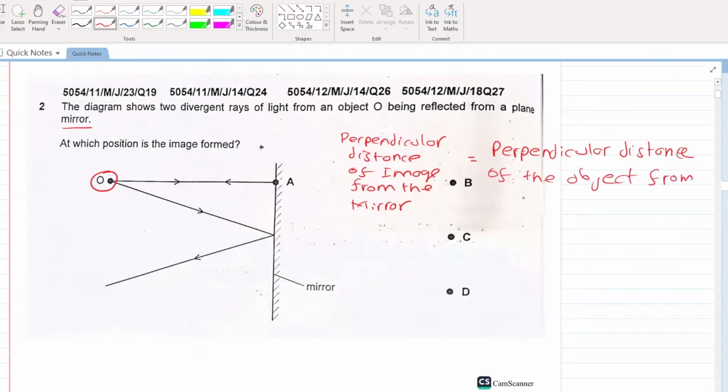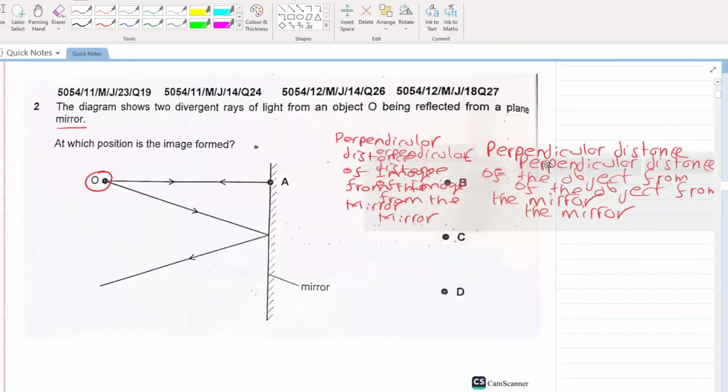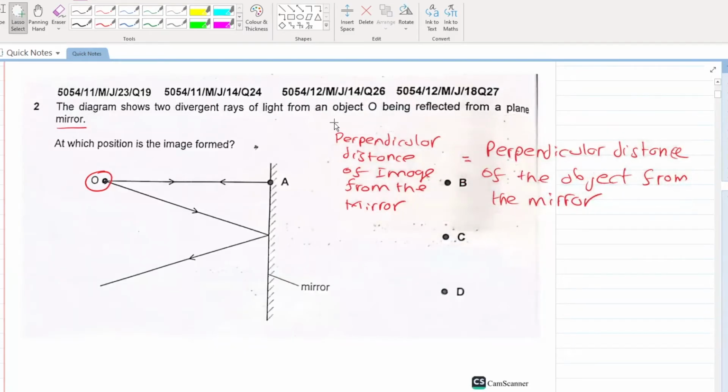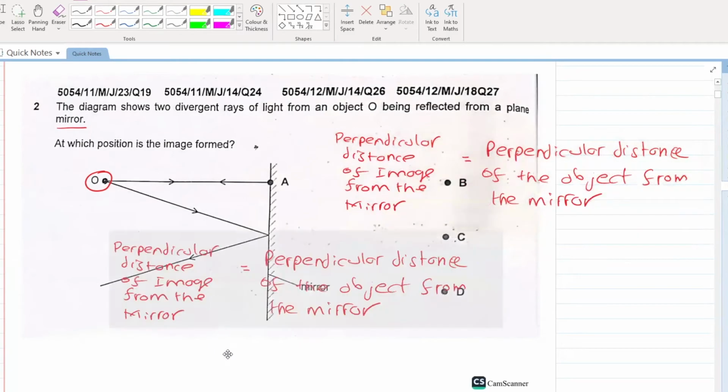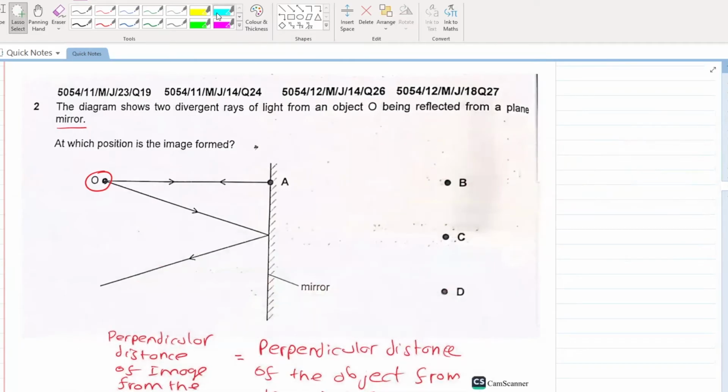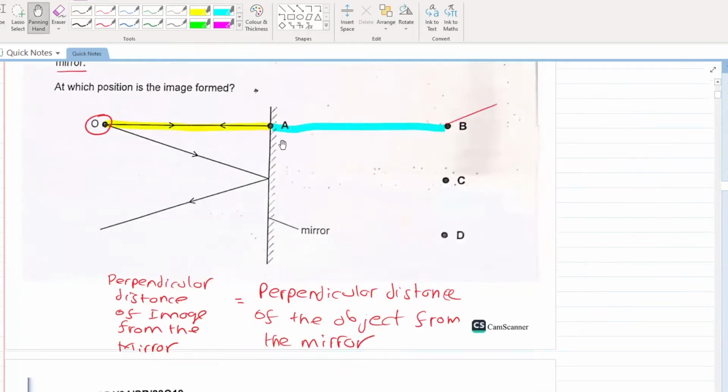Simple. Now, if you closely look at it, the perpendicular distance, one second, let's pick this up here and let's place it here. Okay. So the perpendicular distance of the object from the mirror, that is this line, will be the same as the perpendicular distance of the image from the mirror. B is your answer. Let's further move ahead.